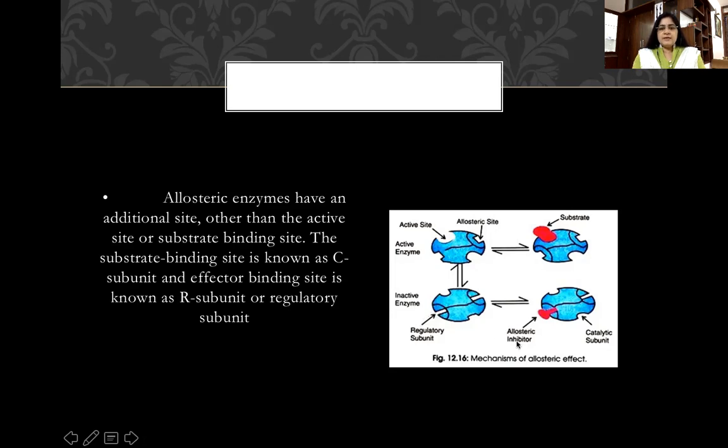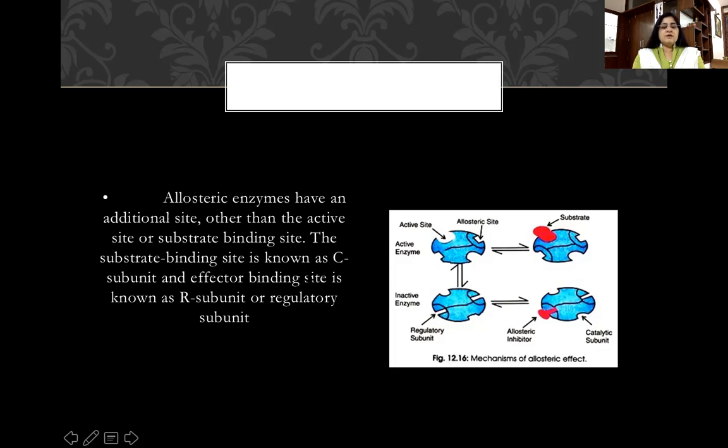The allosteric inhibitor comes and binds to the regulatory site. So what is happening? The conformation changes, and then the substrate can no longer come and bind to the catalytic site. Okay, so allosteric enzymes have an additional site other than the active site or substrate binding site. The substrate binding site is known as the catalytic subunit, which is called C.